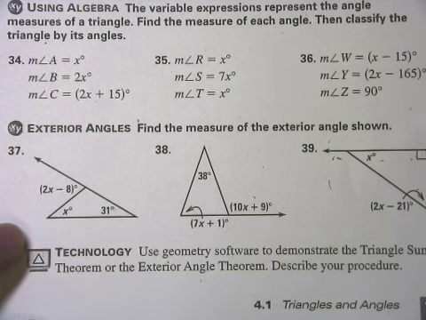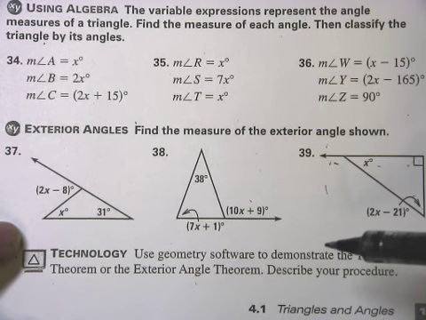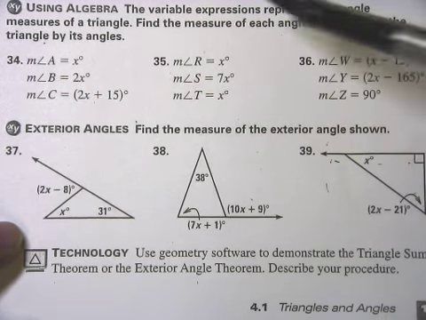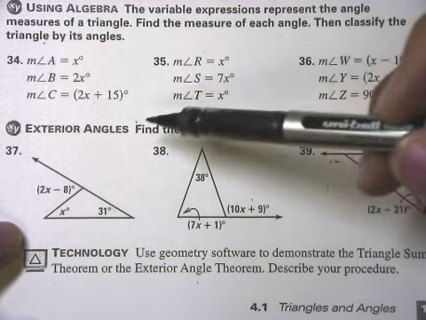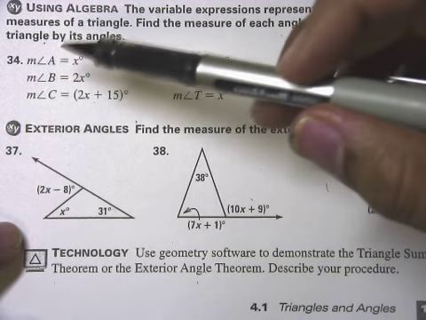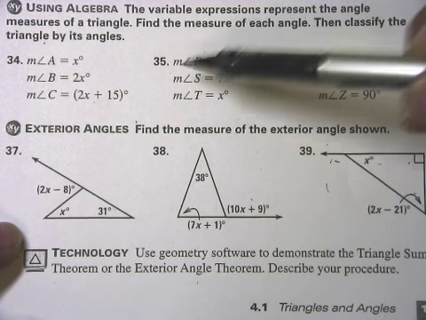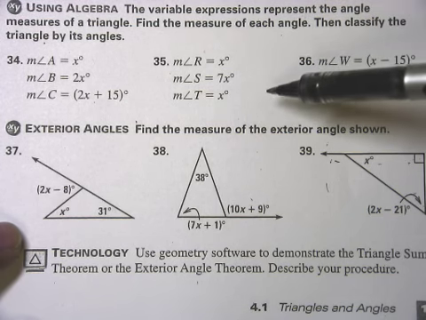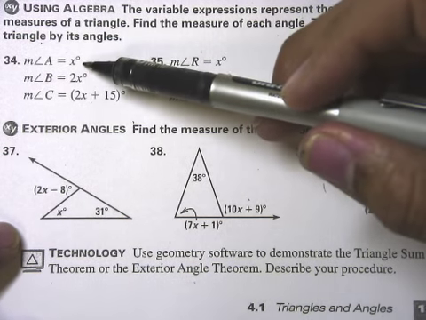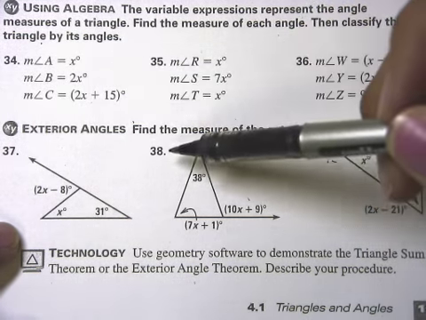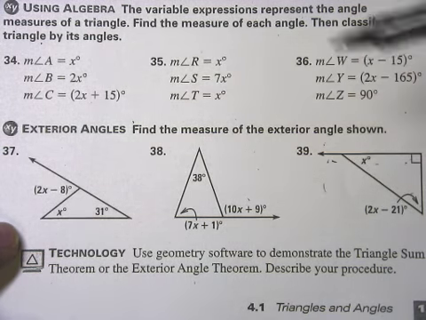Okay, class. So today we're going to be doing questions 34, 35, and 36. The instructions say to use the variable expressions to represent the angles of triangles. We know that triangles have three angles, so here's 1, 2, 3 angles, 1, 2, 3 angles, 1, 2, 3 angles. Then they want us to find the measure of each angle and then to classify a triangle by its angles. So we're going to be looking for x to tell us how big each angle is, and then we're going to know what kind of triangle it is by finding out the value of each angle.